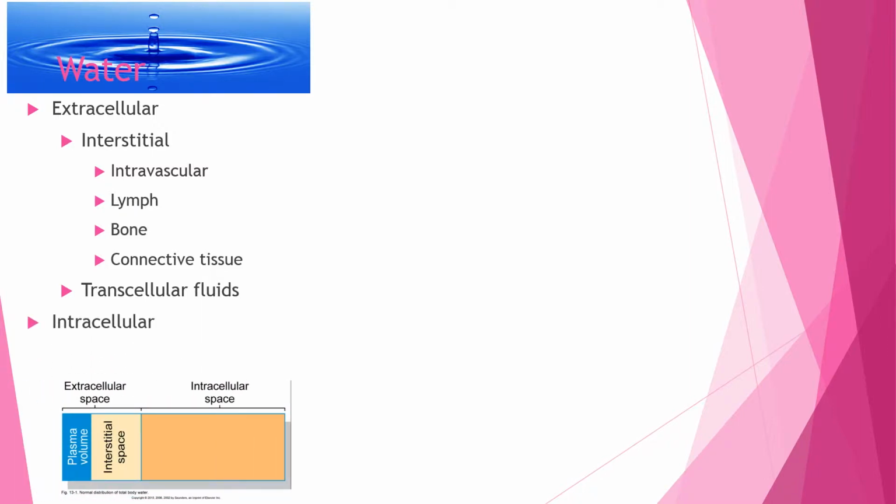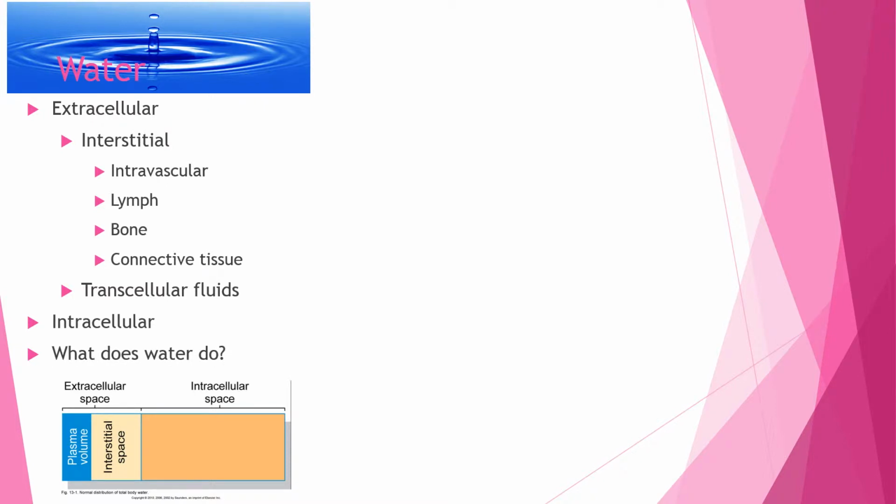Another extracellular fluid component is transcellular fluids known as tissue water. This is located in special body spaces and include the cerebral spinal fluid, the synovial fluid, the peritoneal fluid, and pleural fluid. The intracellular fluid makes up about 40% or 2/3 of body fluids and located inside the cells.